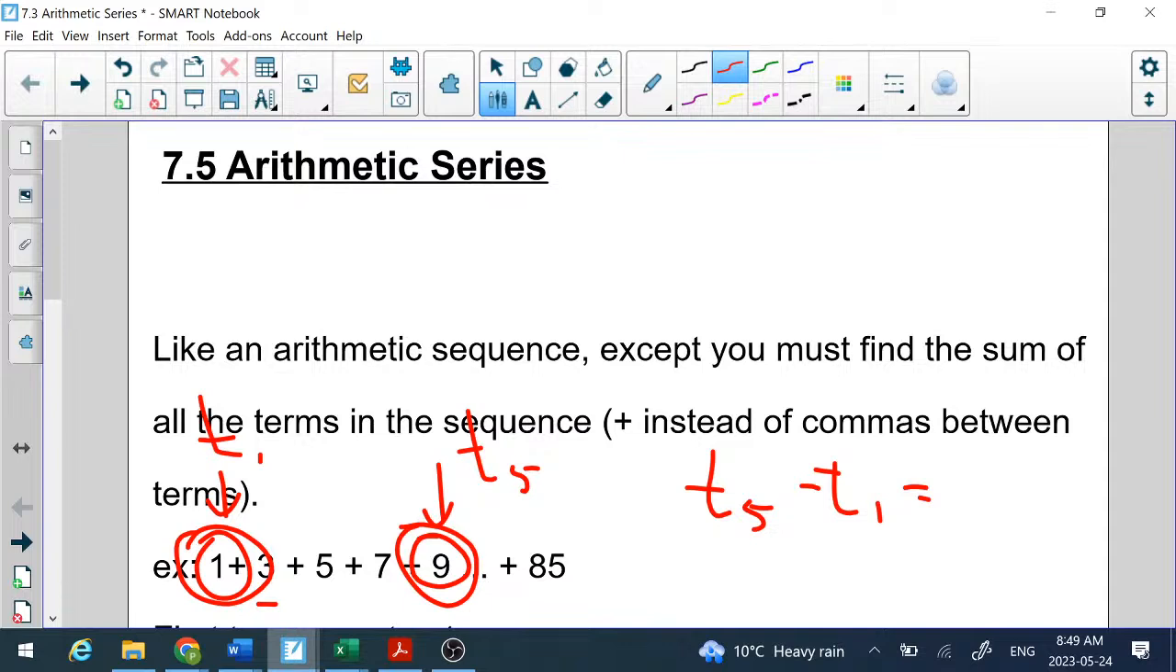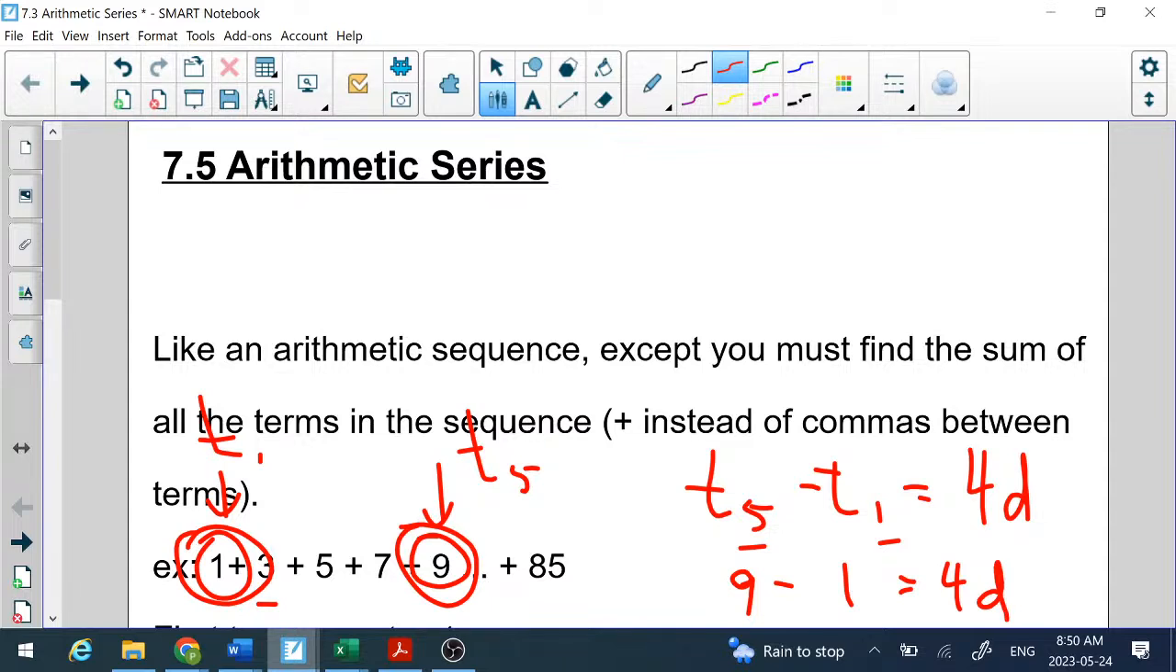4 times the number, but we don't call it the number. We say 4 times the common difference. How do you know it's 4 times the common difference? Because you used term 5 and term 1. Usually you use two consecutive terms, so you only get 1 times the common difference. Cool? So if we went 9 minus 1, that should be 4 times the common difference.